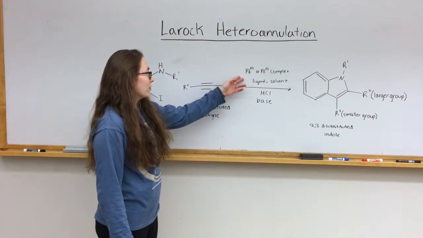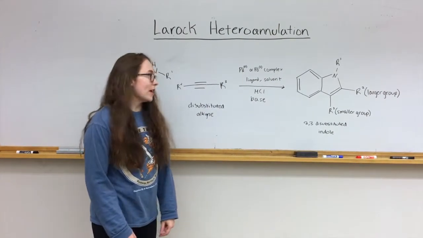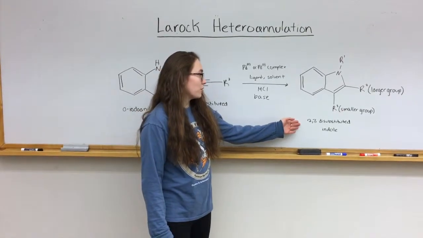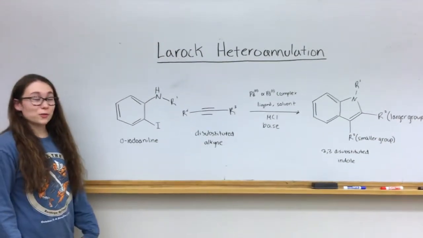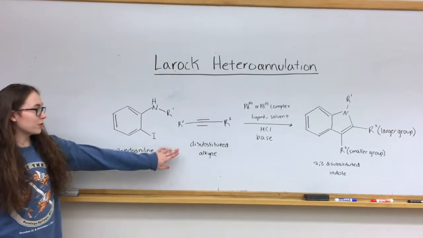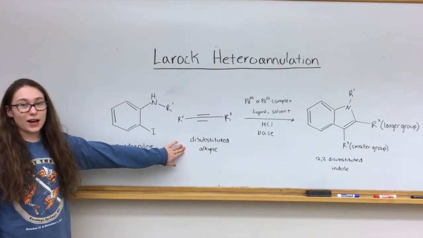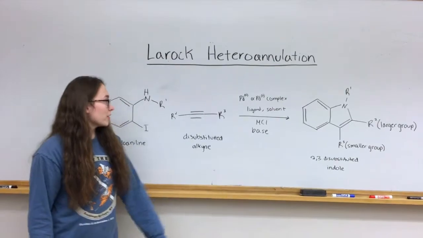is with palladium 0 palladium 2 complex, a ligand, a solvent, metal chloride, and a base. And this gives us a 2,3 disubstituted indole. So this reaction is useful once again because it's a one-pot synthesis, and it's also useful because we can use a variety of disubstituted alkynes to make a variety of 2,3 disubstituted indole products.